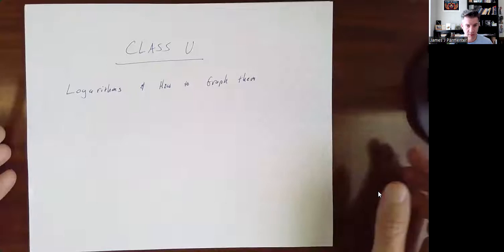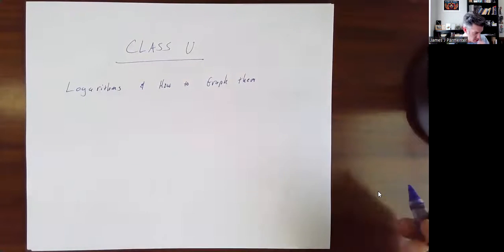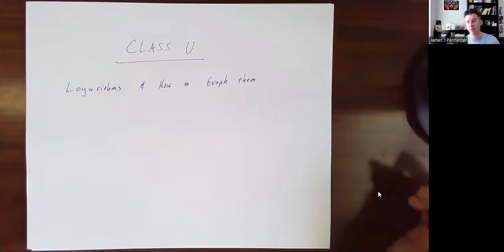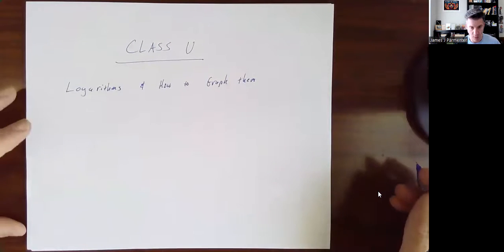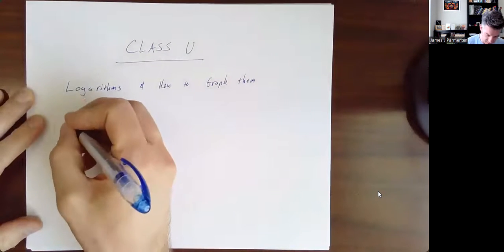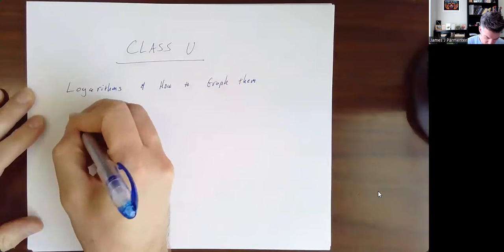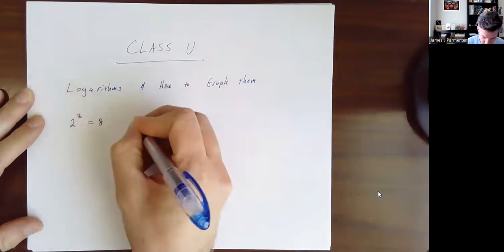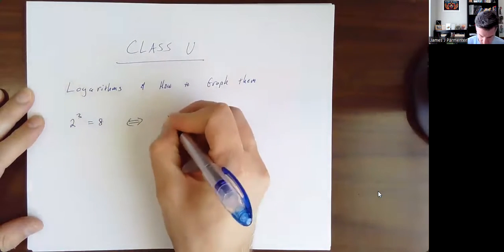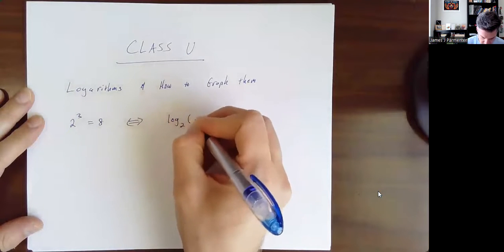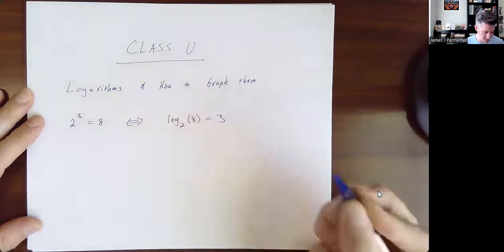Let's go ahead and talk about class U. So let me go ahead and share my screen here. So hopefully you can see that, class U, logarithms, and how to graph them. Like we talked about a few weeks ago, when I think of logarithms, I'm really thinking of this relationship, that 2 to the 3rd equals 8 is equivalent to log base 2 of 8 equal to 3.